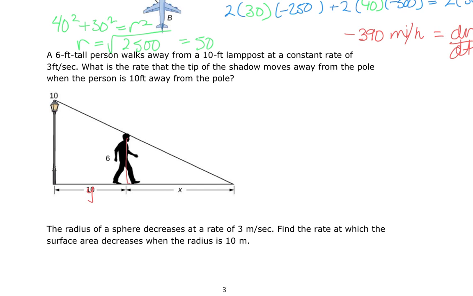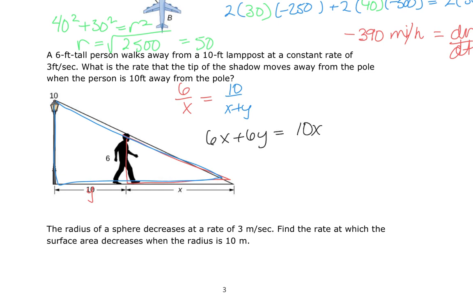Similar triangles, I'm going to take this triangle, which is 6 as to x. It has this triangle, 10 is to x plus y. Now I'm going to multiply both sides by x and x plus y. So I'm going to get 6x plus 6y is equal to 10x. Moving the x to the other side, I get 6y is equal to 4x.